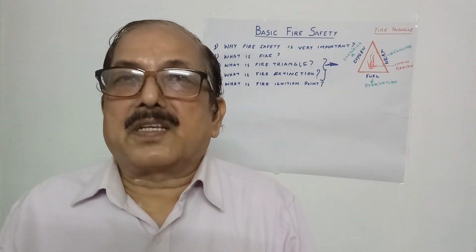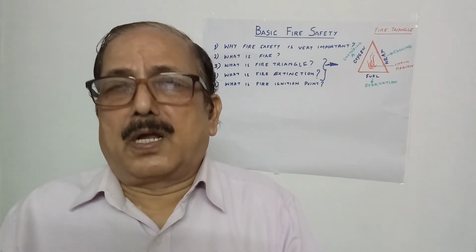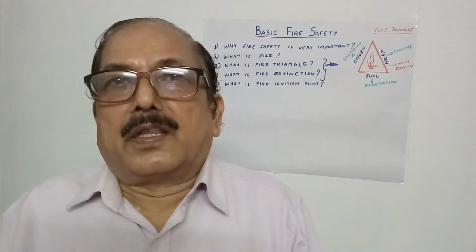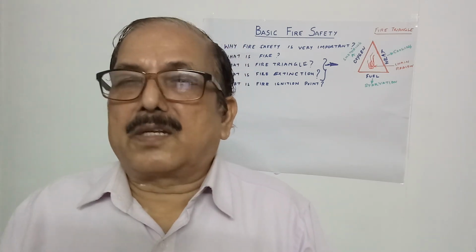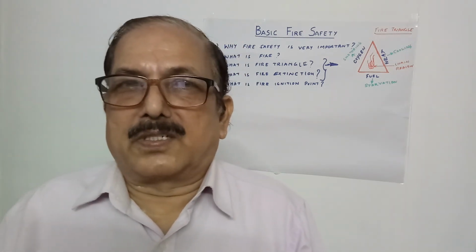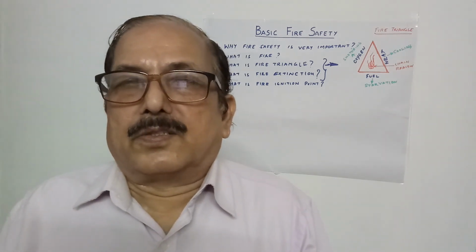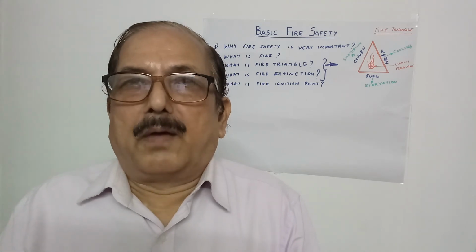And then you may ask one question: how does the oxygen come? Normally explosive materials are in an enclosed space when they explode. The material itself has sufficient oxygen, because some peroxides, oxygen peroxides, are present. That's why it has an explosive nature. So I feel that you got some idea about the basics of fire safety.